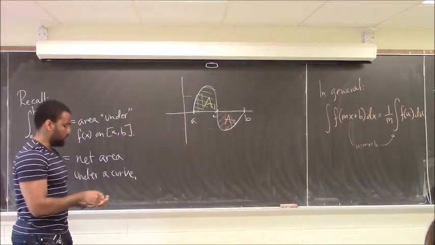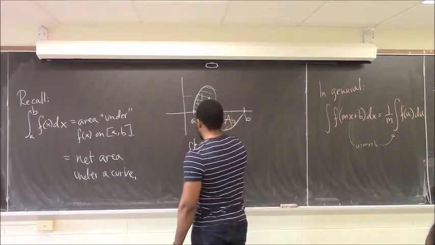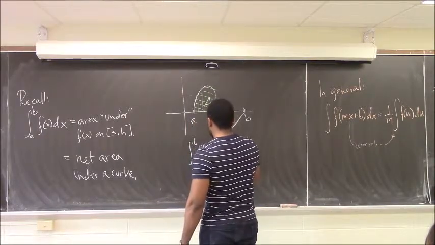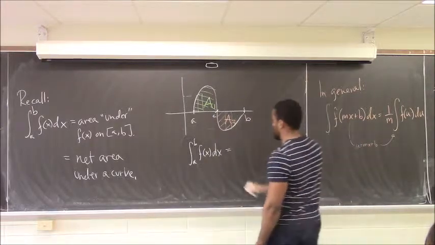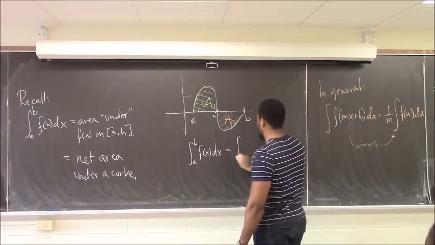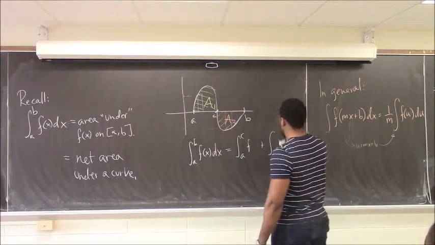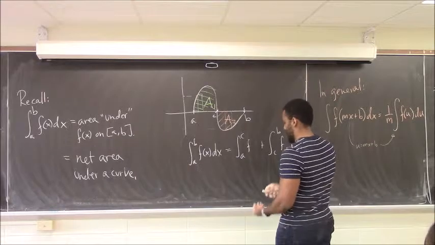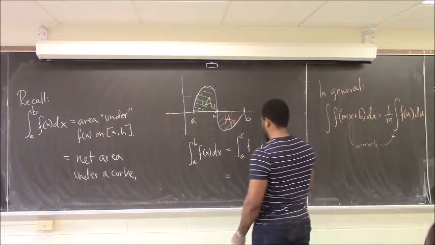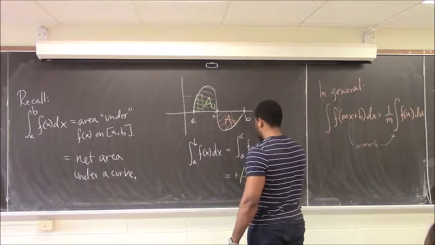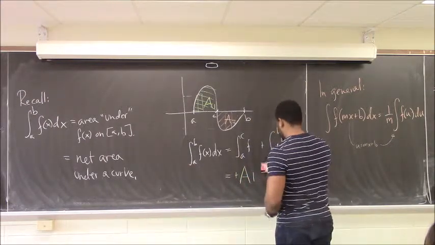So in this case, if I looked at the integral from a to b of f of x dx, it will not give me the bounded area between these curves. It will actually give me the integral from a to c plus the integral from c to b. It'll give me a positive area, and it will actually give me a negative area for this guy.